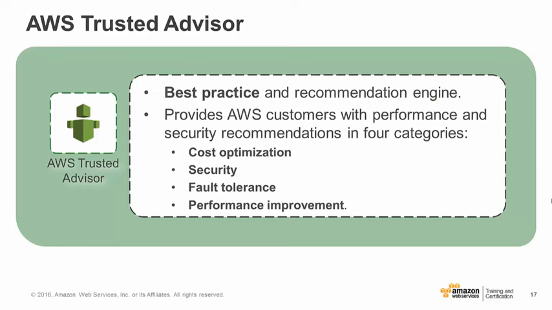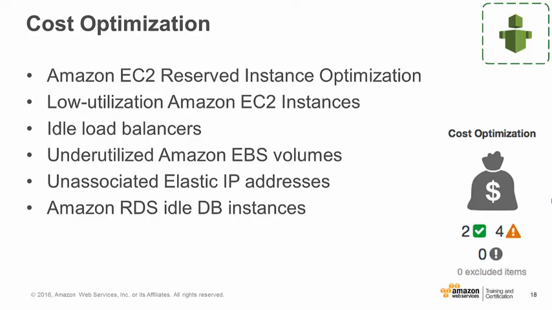AWS Trusted Advisor provides AWS customers with performance and security recommendations in 4 categories: cost optimization, security, fault tolerance, and performance improvement. They will have one of 3 status checks: red saying action recommended, yellow requesting investigation, and green with no problem detected. For each check, you can review a detailed description of the recommended best practice, a set of the alert criteria, guidelines for action, and a list of useful resources on the topic.